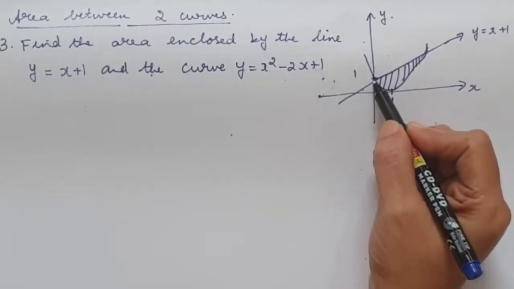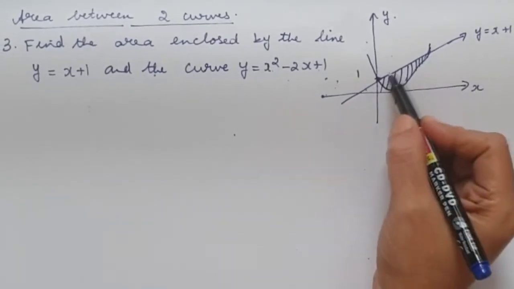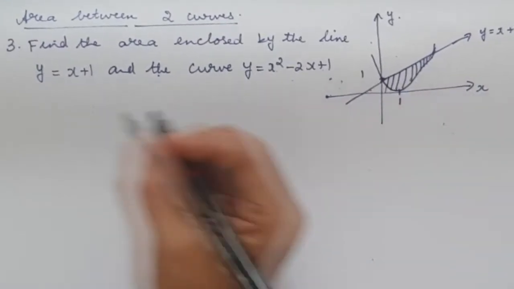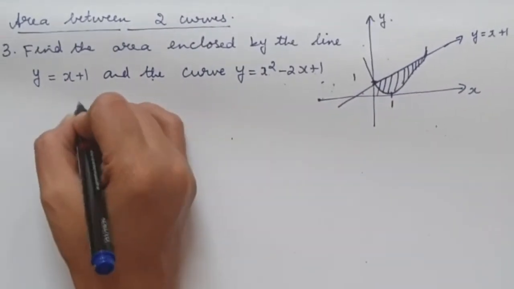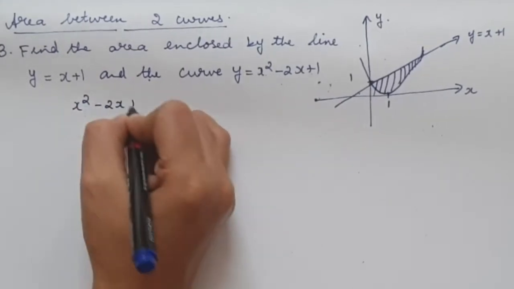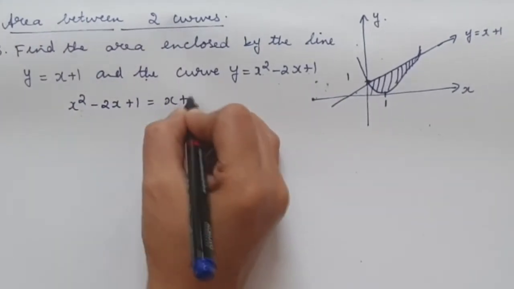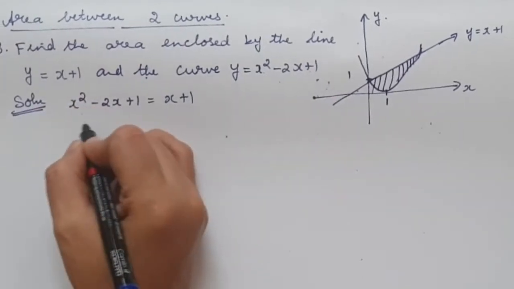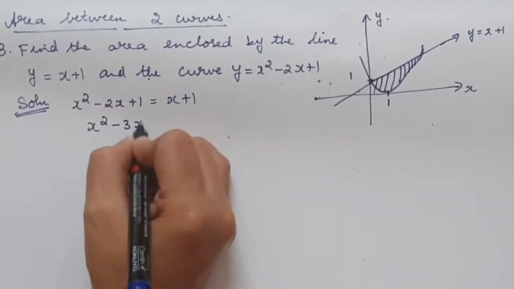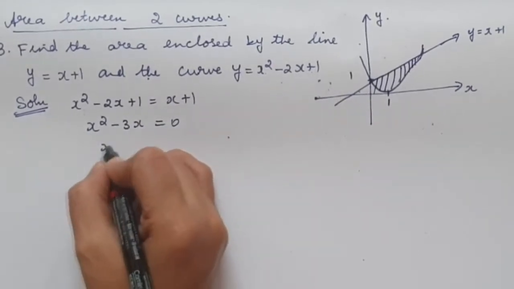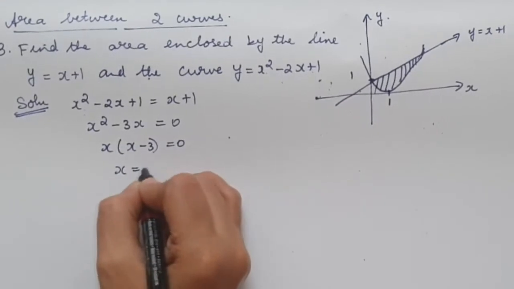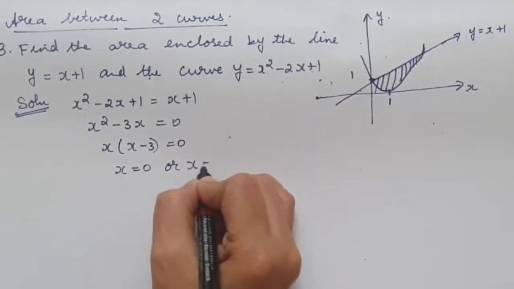Now in order to find the point of intersection of the line and the curve, at these points of intersection, both the line and the curve will be equal. So we'll equate it. So x squared minus 2x plus 1 will be equal to x plus 1. Now when we simplify it, we get x squared minus 3x equal to 0. So x is common. x times (x minus 3) equals 0. Either x is 0 or x equals 3.